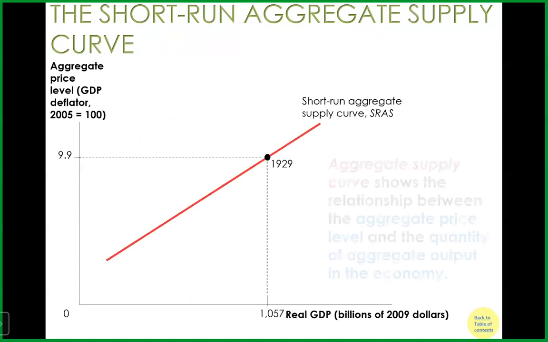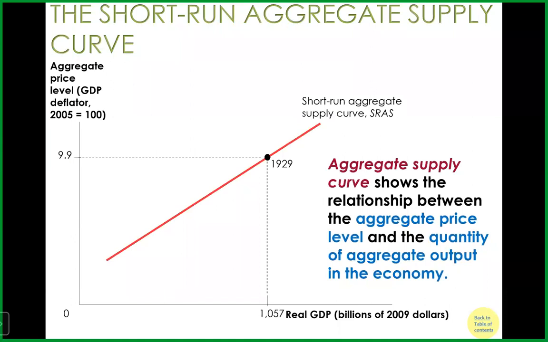Okay, so now we move to aggregate supply. The discussion is very similar, but the mechanism or the economics behind aggregate supply is quite different from aggregate demand. First of all, this is how the aggregate supply curve looks. Each dot represents a particular year. On the horizontal axis, we have real GDP.